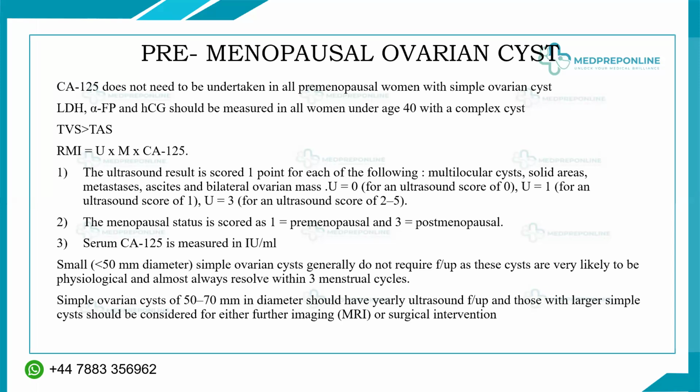So remember, small tumors, which are supposed to be less than 5 centimeter in diameter, generally do not require follow-up because, as we know, most of these cysts are physiological, functional ovarian cysts, and they will resolve within 3 menstrual cycles. However, if you have a premenopausal woman coming to you with a cyst of size 5 to 7 centimeters, then she should undergo a yearly ultrasound follow-up, right? Because these cysts may enlarge, and these large simple cysts again may undergo torsion. So if there are larger cysts, you can advise the patient to undergo an MRI, or you can advise them to undergo an elective laparoscopic cystectomy.